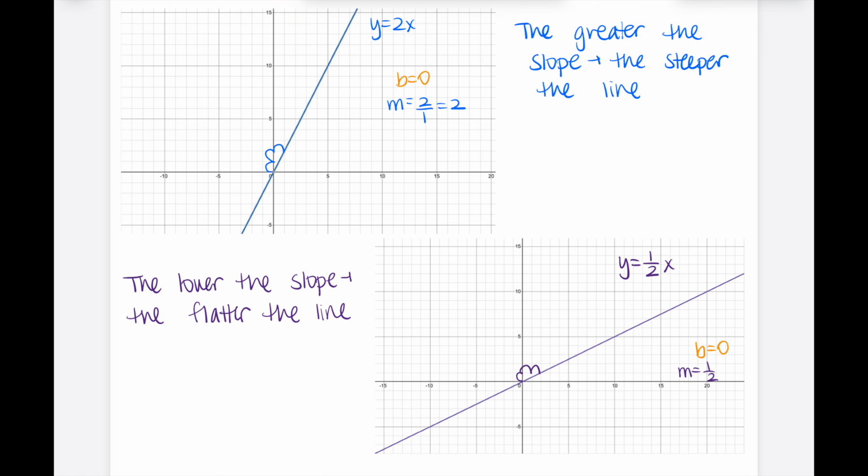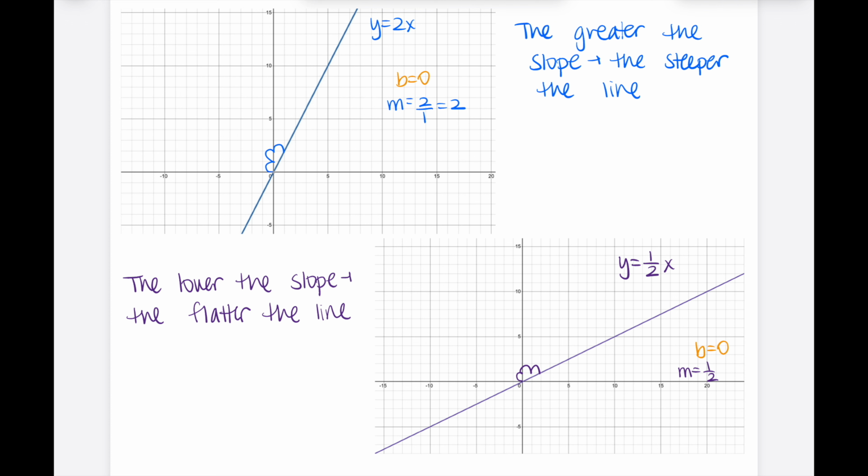Now, the same thing that we did for positive and negative slope, I've done here for you guys, determining which slope is greater between these two graphs. So the first one we've already been over. That one is y equals 2x. Now looking at the bottom graph with the purple, that is y equals 1/2 x.